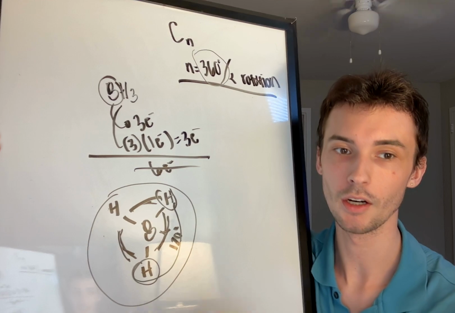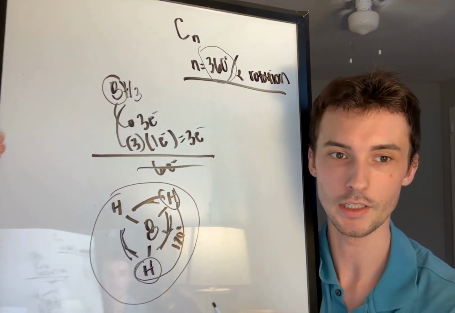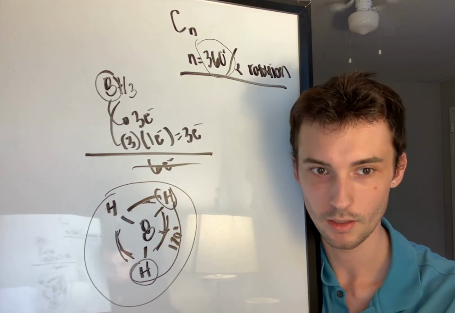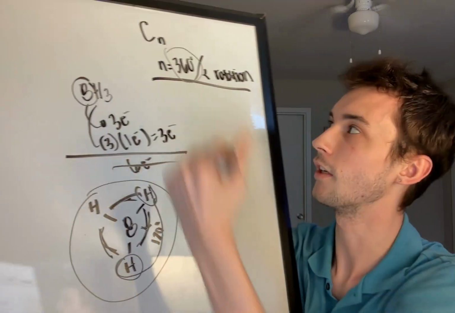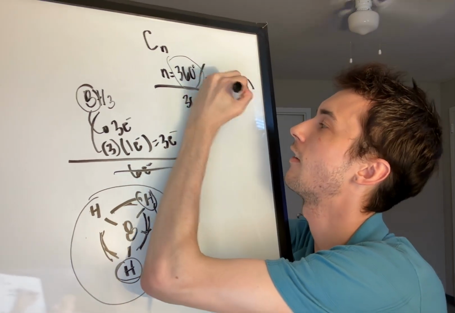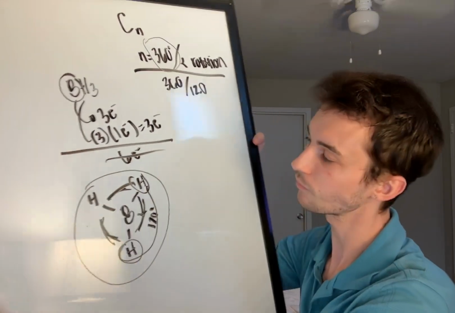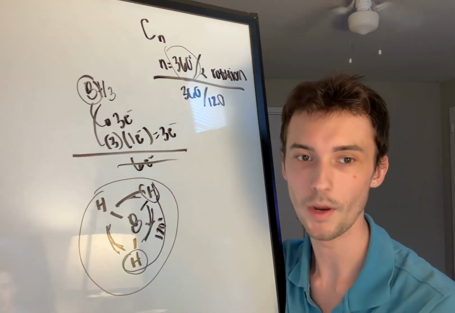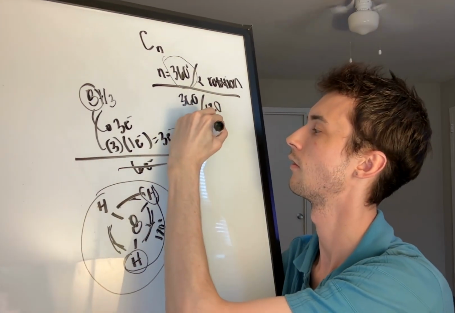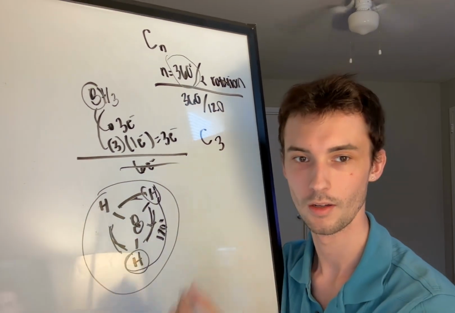Then we go back up here. N equals 360 degrees divided by my angle of rotation. If my angle of rotation is 120 degrees, N equals 360 divided by 120. So N equals 3. So this molecule, we know it has a C3 axis, okay? The C3 axis is going straight through the boron, okay?